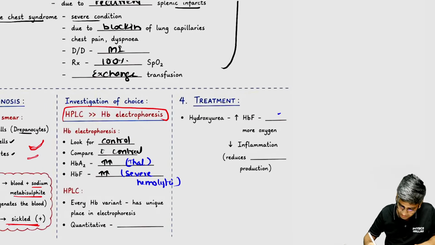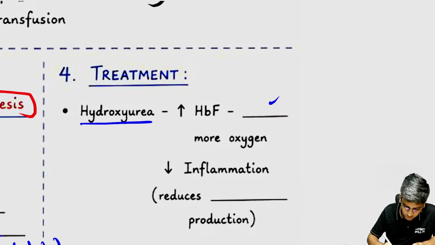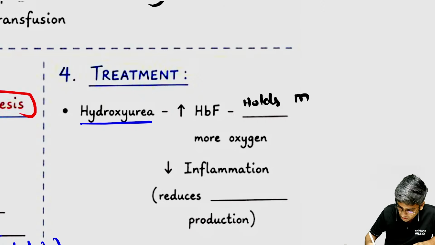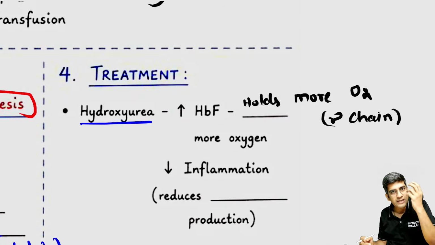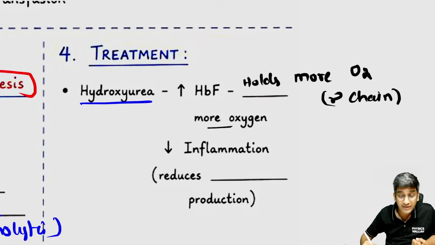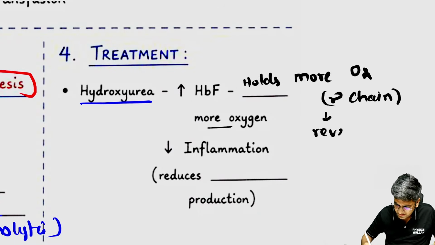Treatment for HbF: hydroxyurea, because hydroxyurea increases HbF concentration. What will HbF do? HbF will hold more oxygen. Why will HbF hold more oxygen? Because HbF has gamma chains instead of beta, right? Gamma chains' only purpose is to hold more oxygen. So it will oxygenate the RBC. The moment it oxygenates RBC, it will automatically cause reversal of sickling, right? It reverses sickling.